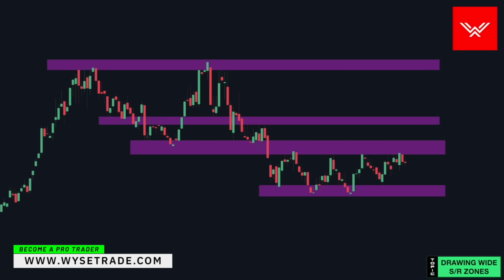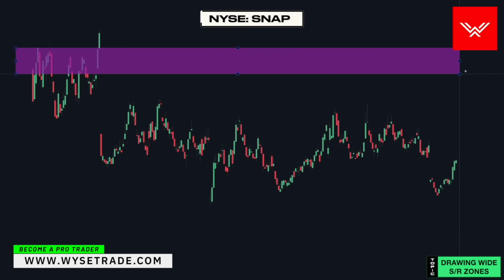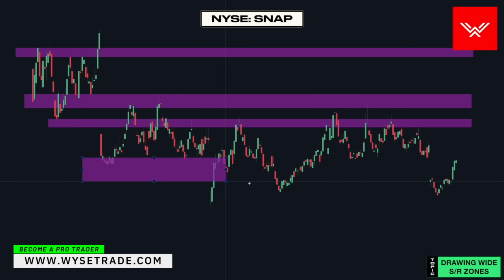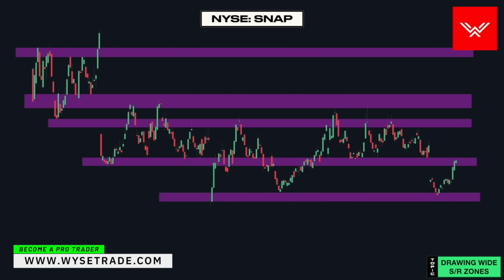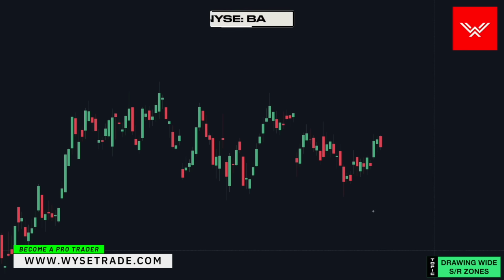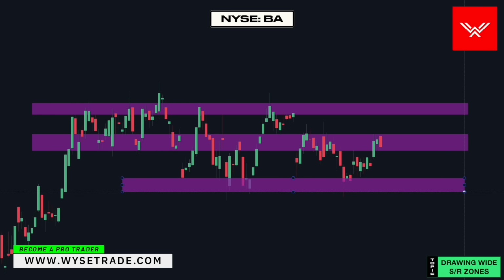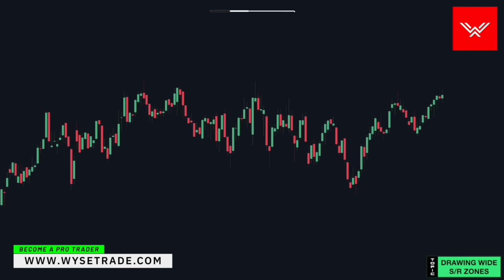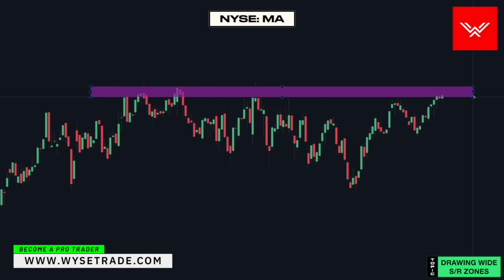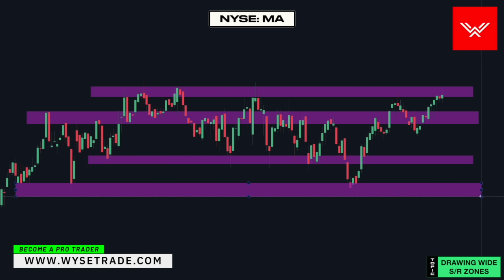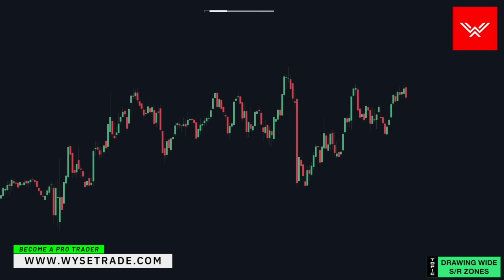Let's show this again. This is the Snapchat stock. This is the Boeing stock. This is the MasterCard stock. This is the Walmart stock.